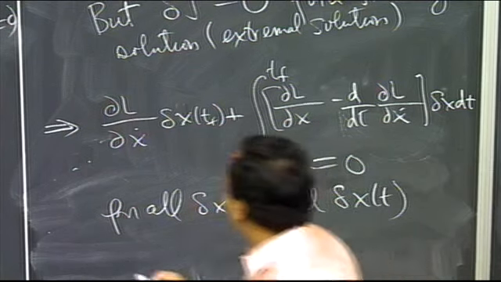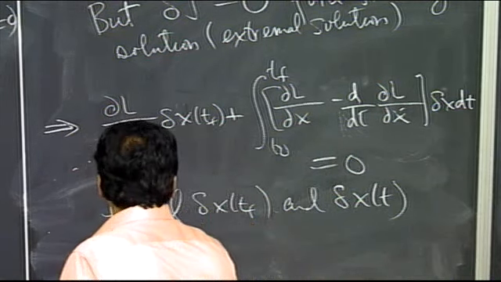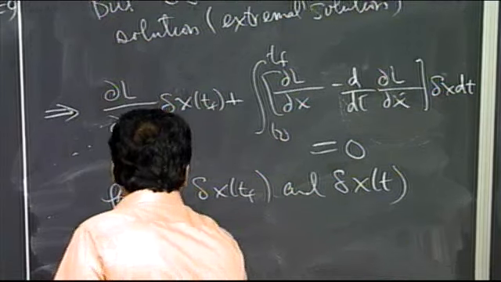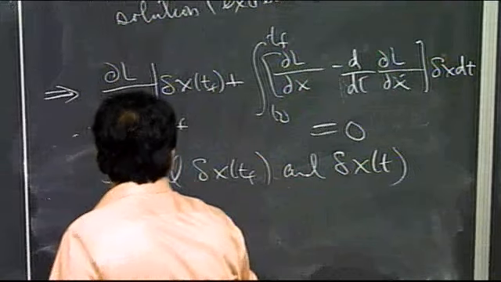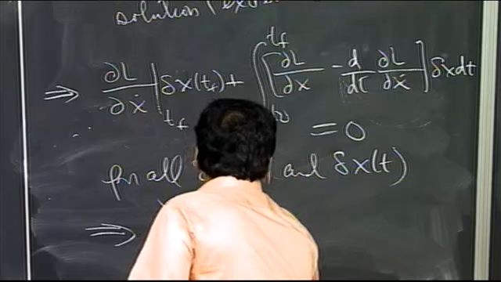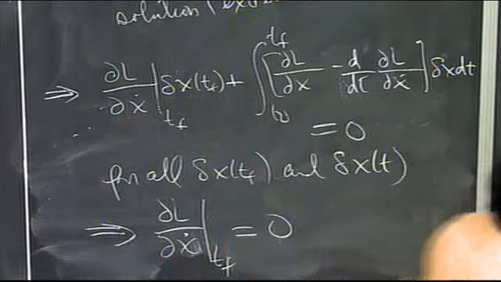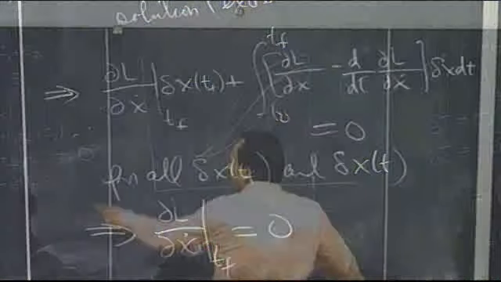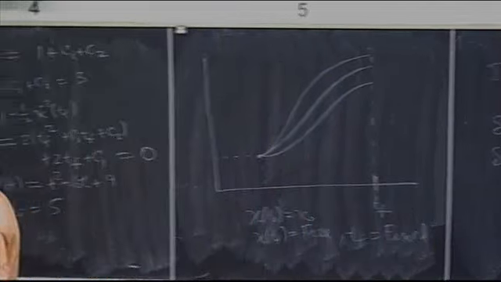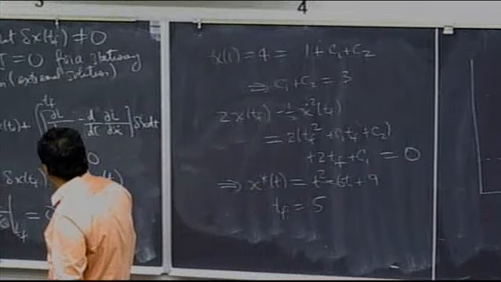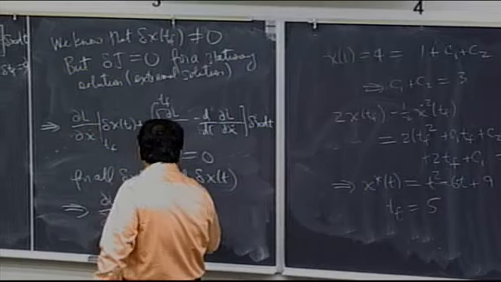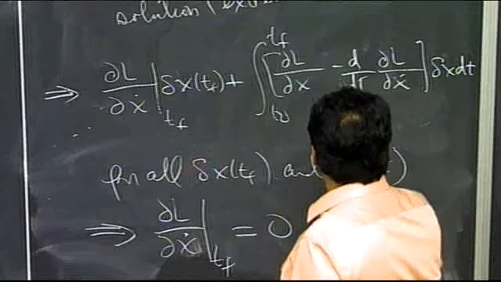So that requires that the partial of L with respect to x dot at tf has to equal 0. Now, it tells you that the derivative of the Lagrangian with respect to the rate of change of the state has to equal 0. And what else? And this has to be true.